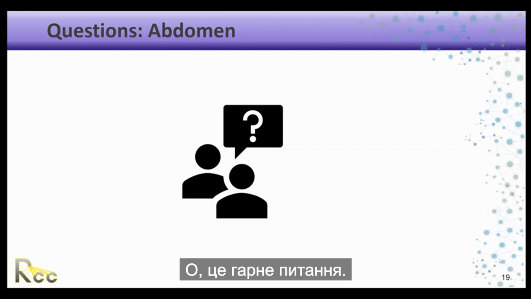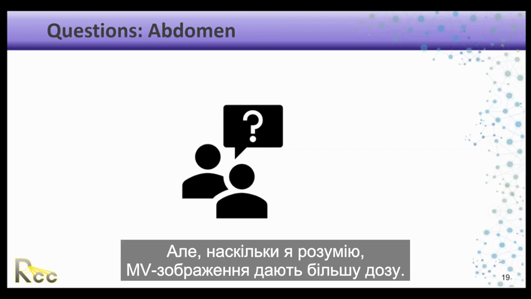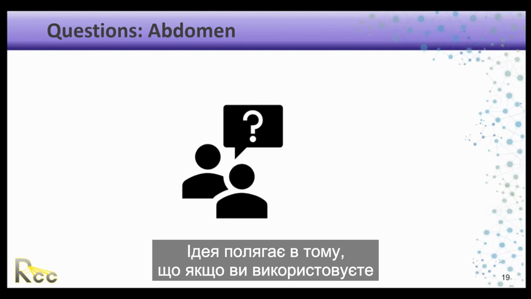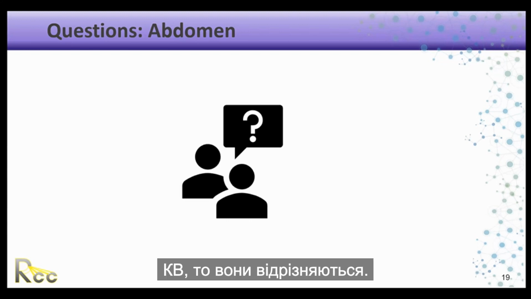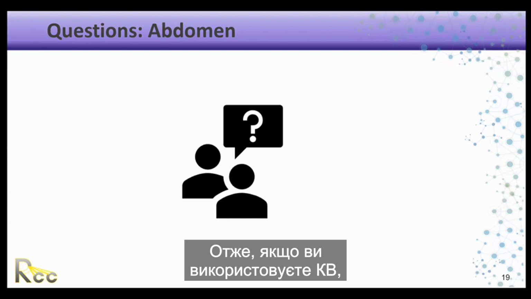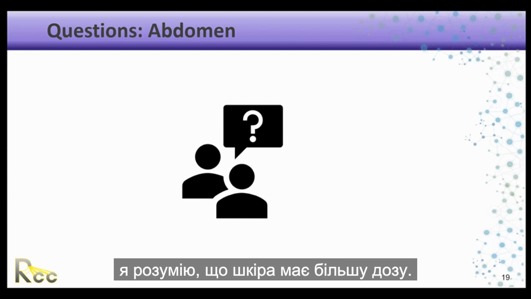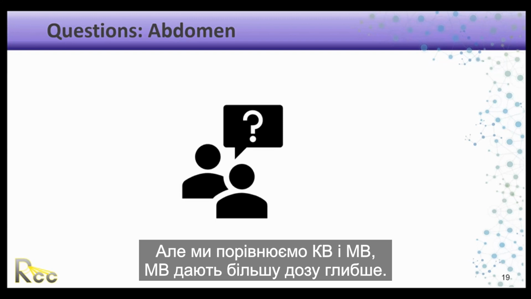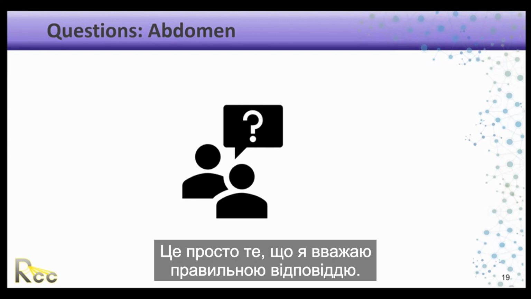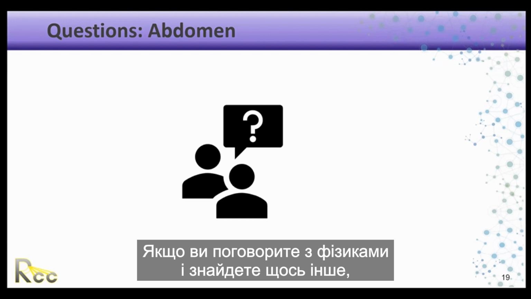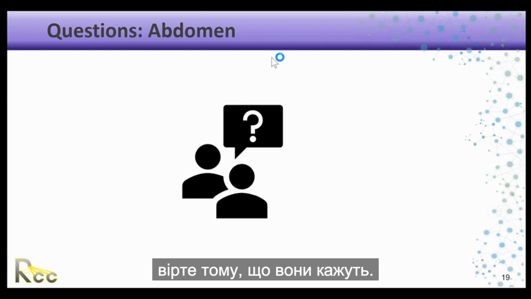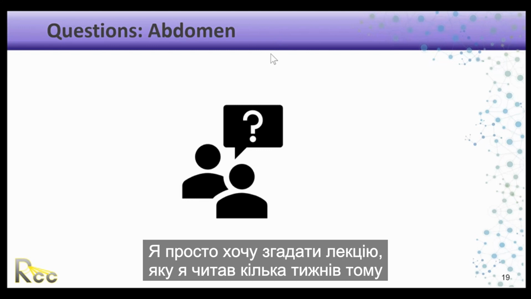Oh, this is a good question. This one might stump me, but my understanding is MV images, I think, result in a higher dose. The idea is, it's different for kVs. So if you use a lower dose on a kV, my understanding is that will actually amount to a higher dose. But when you're comparing kV to MV, MVs provide a lower dose. Again, don't take me on that. That's just what I think is the correct answer. If you guys talk to physics and find something different, believe what they say.